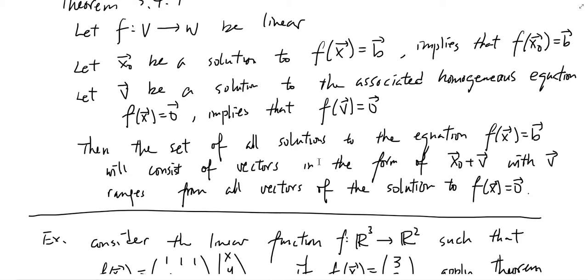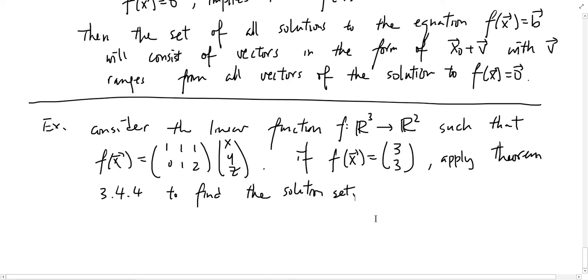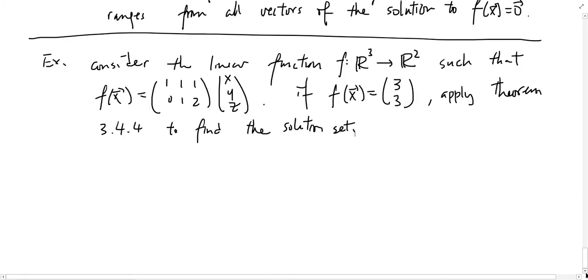So how do we actually use theorem 3.4.4 to come up with the solution? Well, two ways. Number one is you will first solve for the homogeneous solution, or the null space of the solution first. And once you can do that, then you would try to figure out a way to find a very specific solution to this equation. So let's do the first thing first. Let's start with the null space.